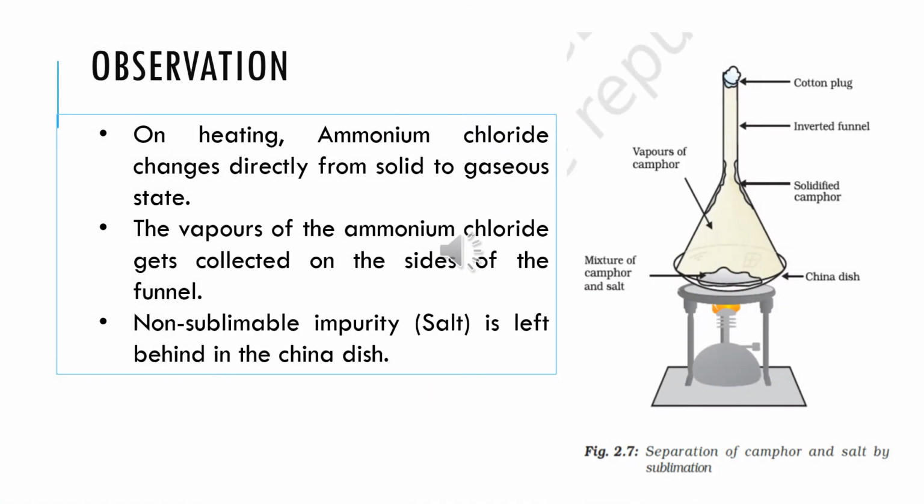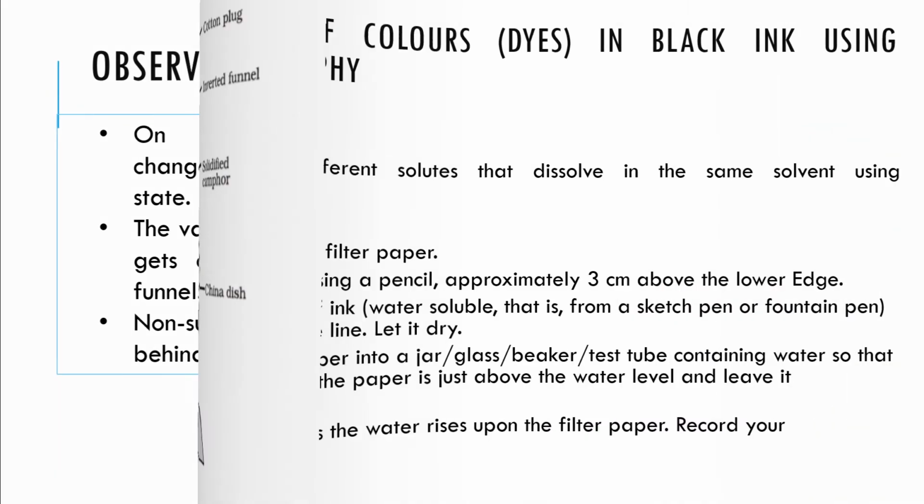What do you observe? On heating, ammonium chloride changes directly from solid to gaseous state. The vapors of the ammonium chloride get collected on the sides of the funnel. The non-sublimable impurity, that is salt, is left behind in the china dish.